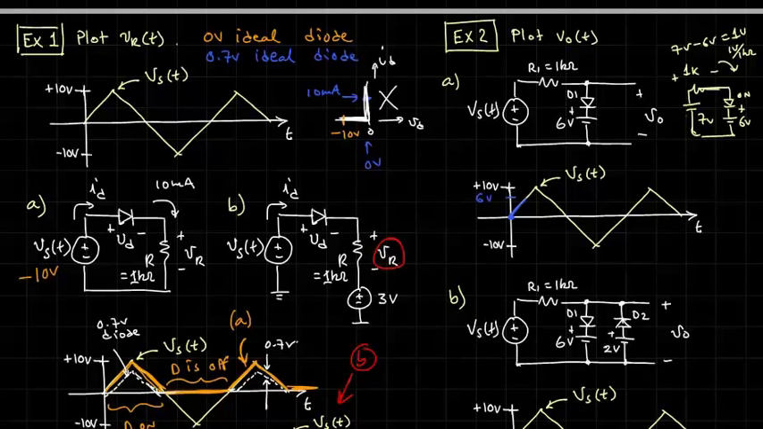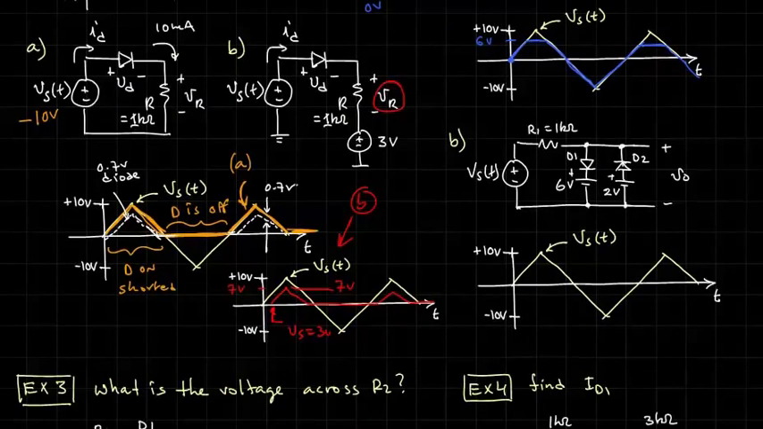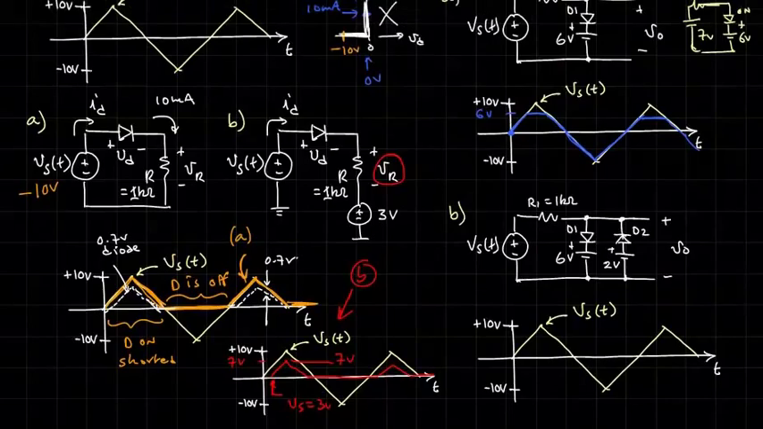So what this circuit does is it clamps the voltage to 6 volts. And you can confirm that when Vs goes negative, the diode's not going to turn on. It only turns on when Vs goes greater than 6 volts. So this is a clamping circuit. All right, let's look at part B, or exercise 2B.